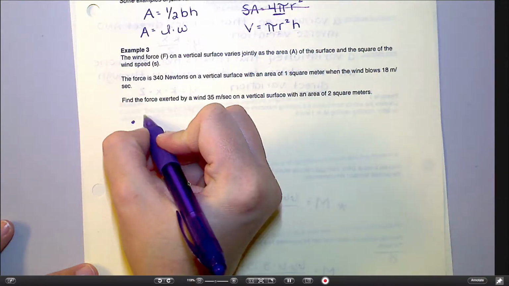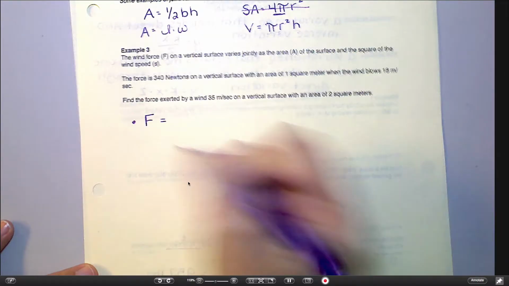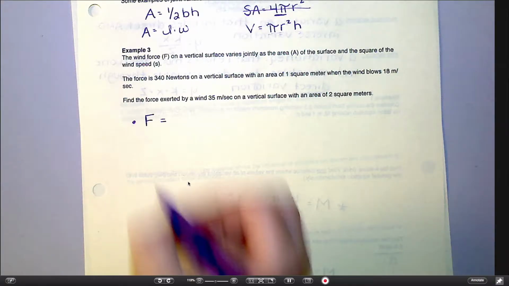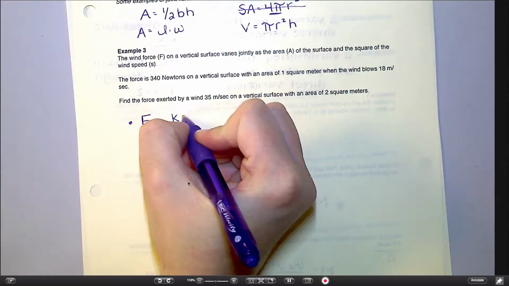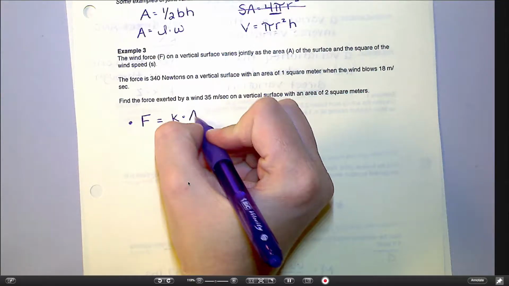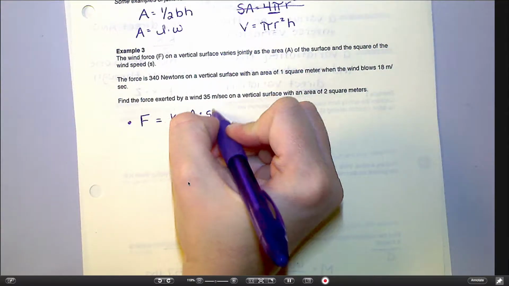So my force varies jointly. What does that mean my equation's going to look like? Yeah, it's going to be all multiplication. I'm going to have a K value, right? So K times area times the square of the wind speed, so that would be S squared. Does that make sense? Jointly means you're multiplying more than one thing, but it's still all multiplication.